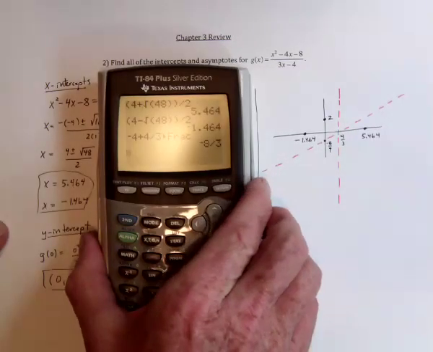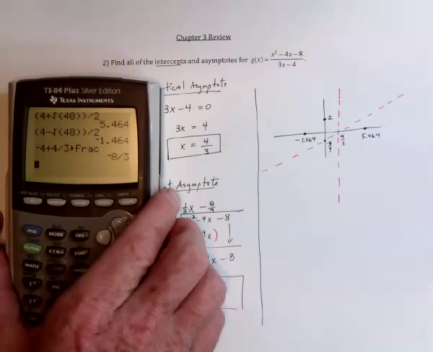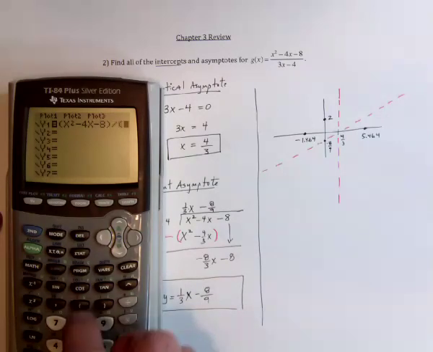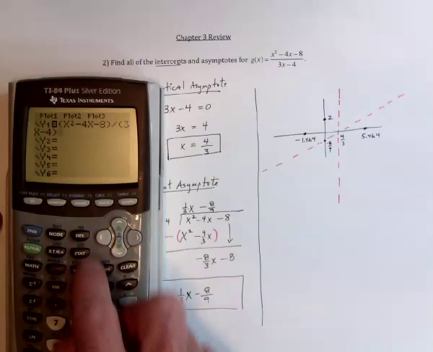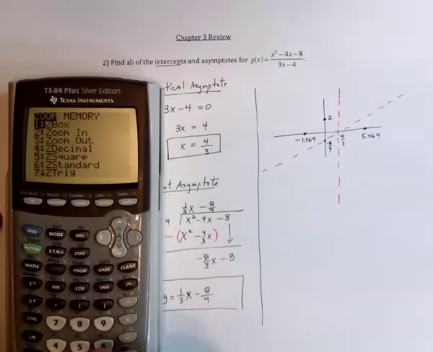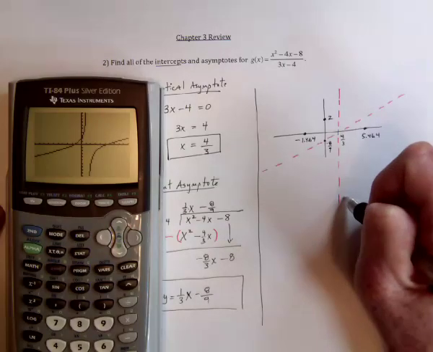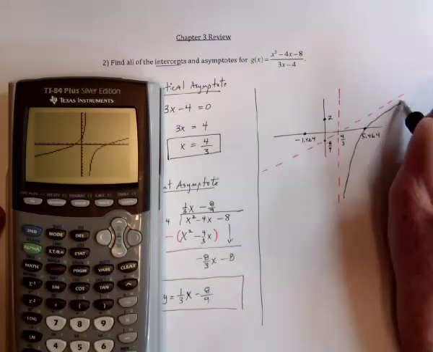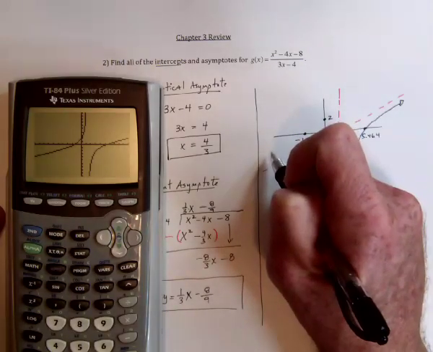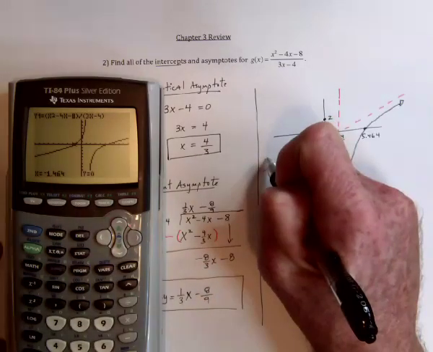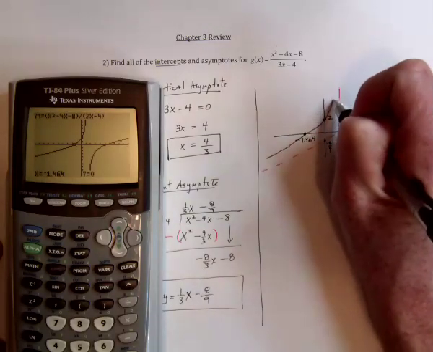And let's verify with the graph. So the original function, put parentheses for the numerator, is x squared minus 4x minus 8. For the denominator, 3x minus 4. And then zoom standard. And it seems that the function is down here. And over here, right there it crossed at trace negative 1.464, so that's where it's crossing the x-axis. Then it crosses the y-axis at 2 and goes up.